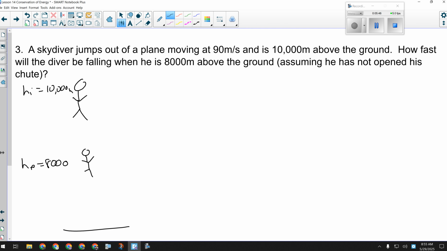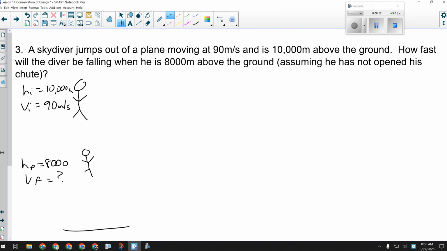Okay, so how fast will the skydiver be falling here? So we're looking for their final speed. And we are also given that they jump out of the plane at 90 meters per second. Now here's what sometimes people try to do. They see what they think is a workaround here. The workaround that they see is that they could do this as an acceleration question.